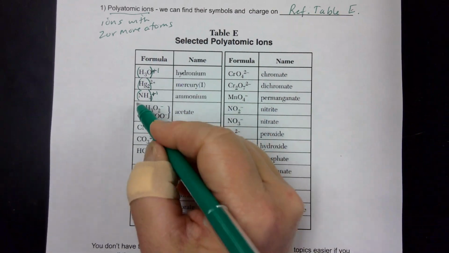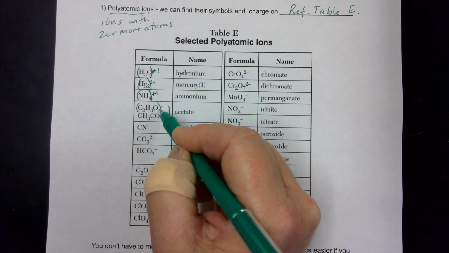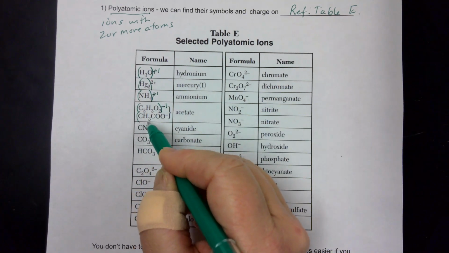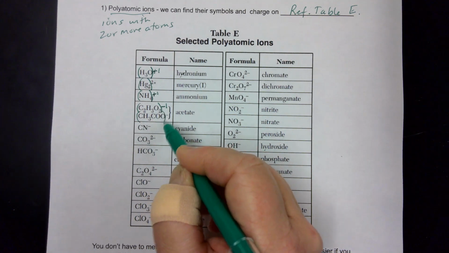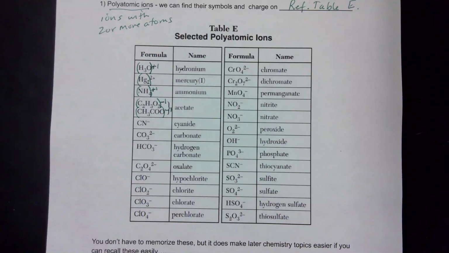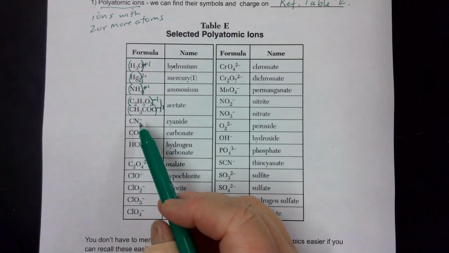Acetate can be written one of two different ways. You can say C2H3O2, close parentheses, with a -1 charge. Or you can say CH3COO with a -1 charge. It's the same formula if you count up the carbons, hydrogens, and oxygens. It's just a different way of writing the formula.